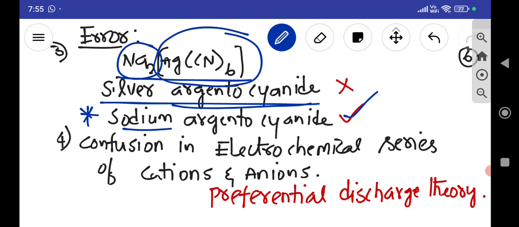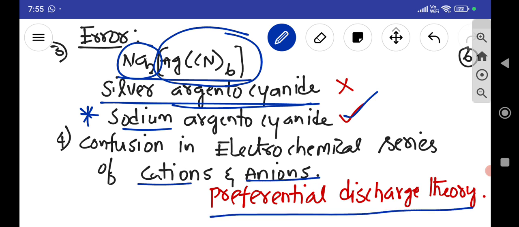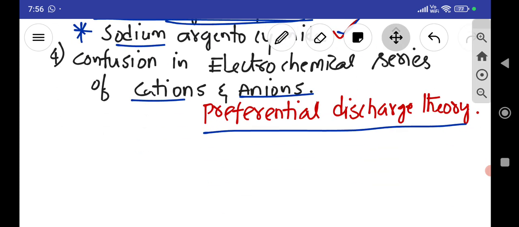Then confusion in the electrochemical series. So for the ions which will move towards cathode and anode, you should know the preferential discharge theory, and exactly the ion which is having more preference will go to the respective anodes and cathodes. So these are some of the errors done in these 2 topics.